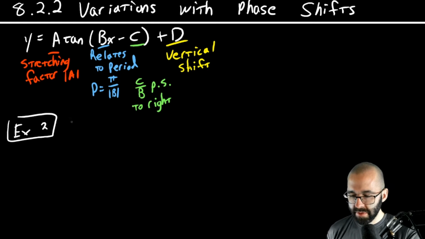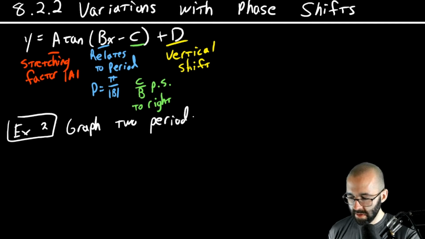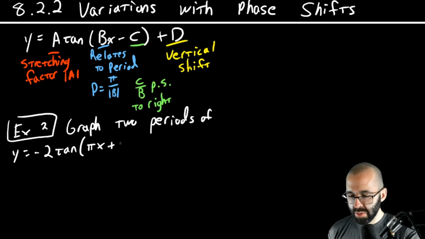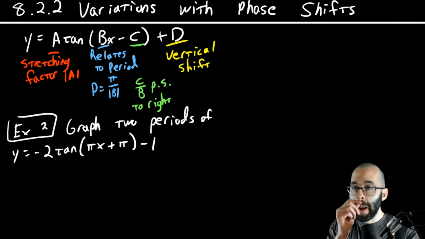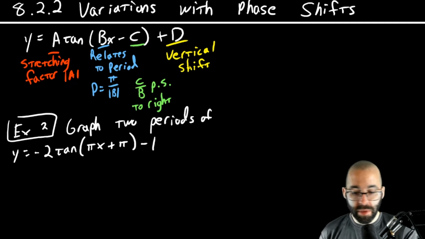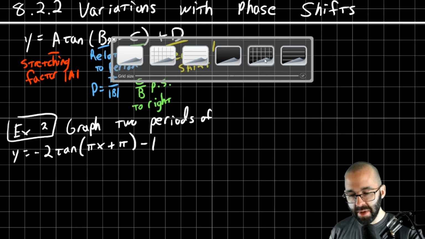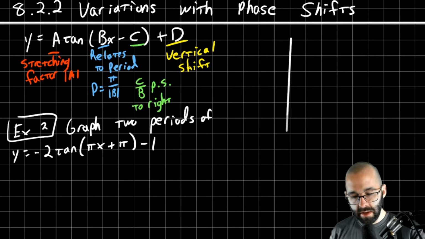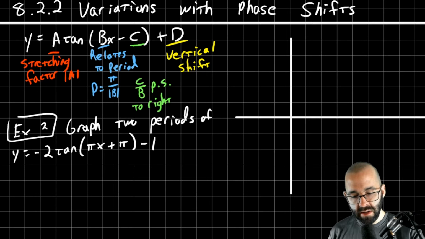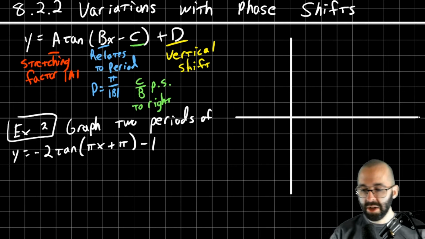Example number 2. Graph 2 periods of y equals negative 2 times the tangent of pi x plus pi minus 1. All right, Desmos will help, but Desmos is not going to do everything for us here, okay? It's going to be maybe a little tricky. All right, so let's get our graph paper back. Let's grab it over here. And let's type it into Desmos and see what we get.